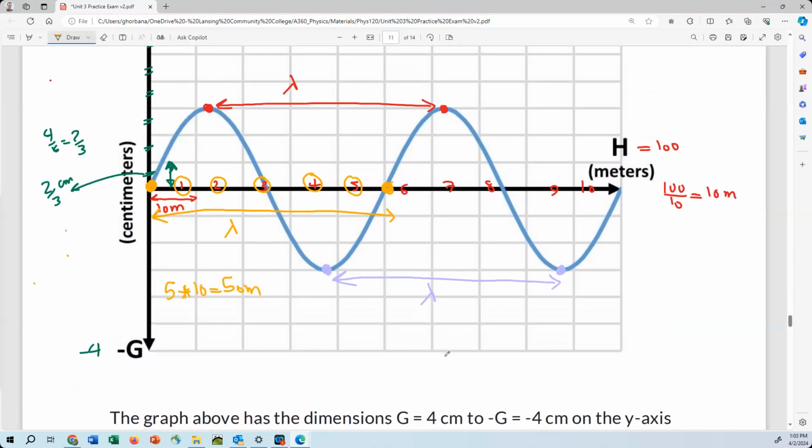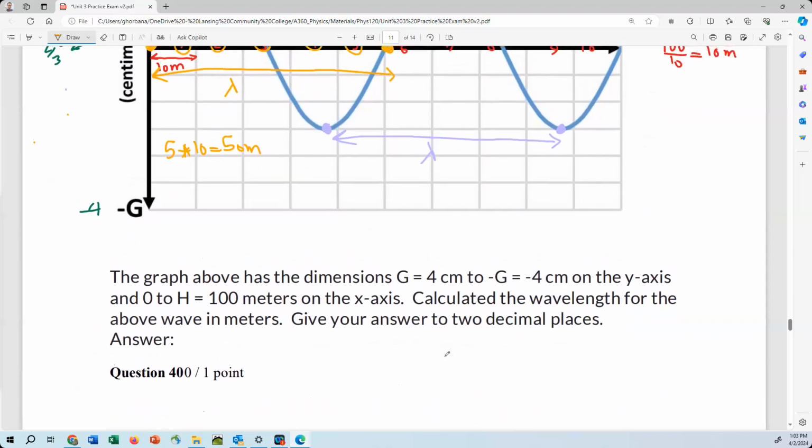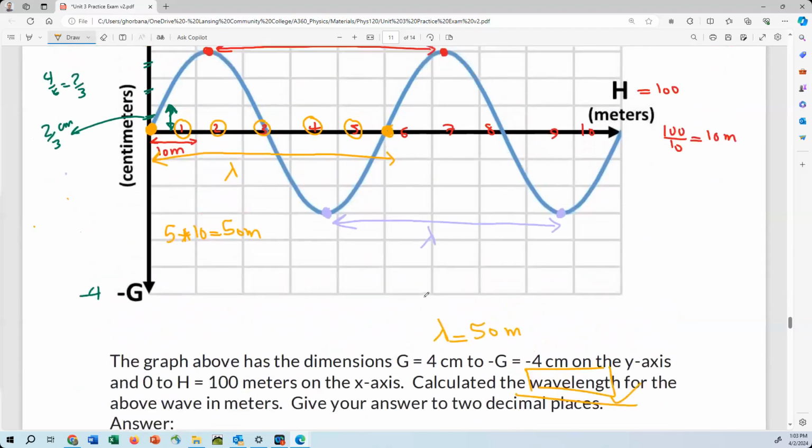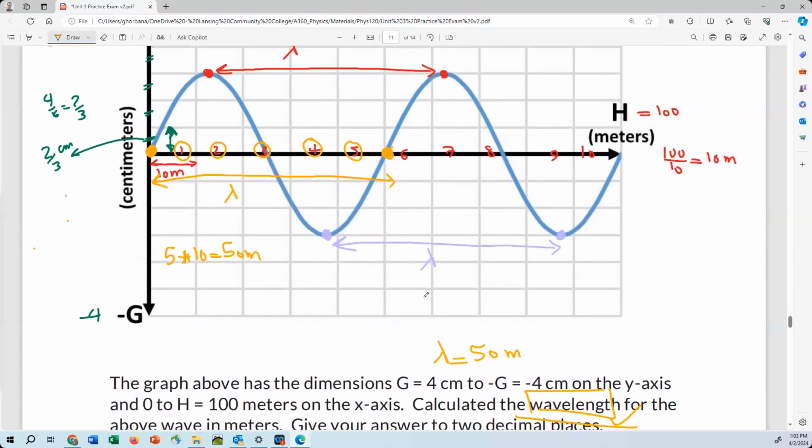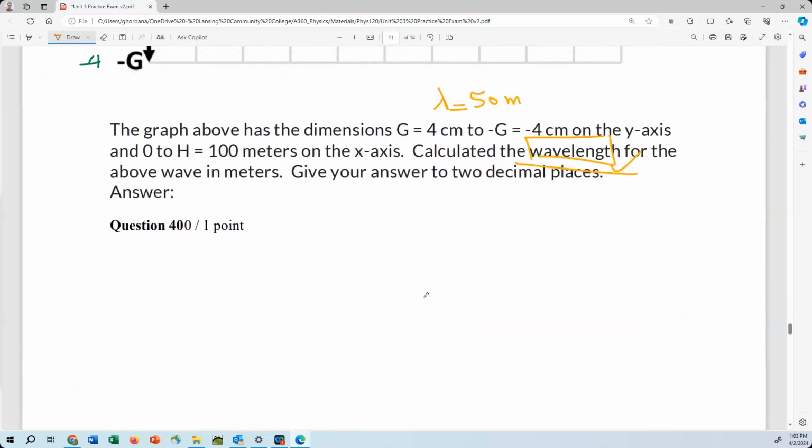So I calculated the wavelength here. It was asking to calculate the wavelength, and we just calculated it. So it's going to be 50 meters. Good? Any questions?